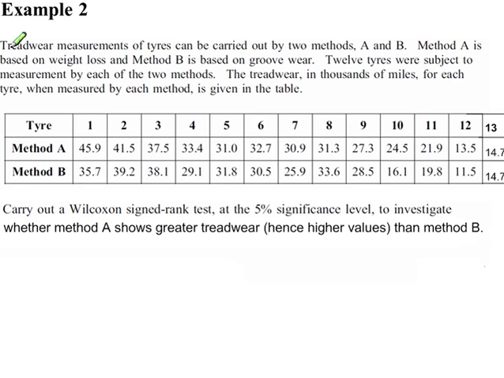Example 2. We're looking at tread wear measurements of tyres. So how quickly do tyres wear out? And there's two different methods, method A and method B, that can be used to see how quickly a tyre has worn out. And these values in the table are in thousands of miles.